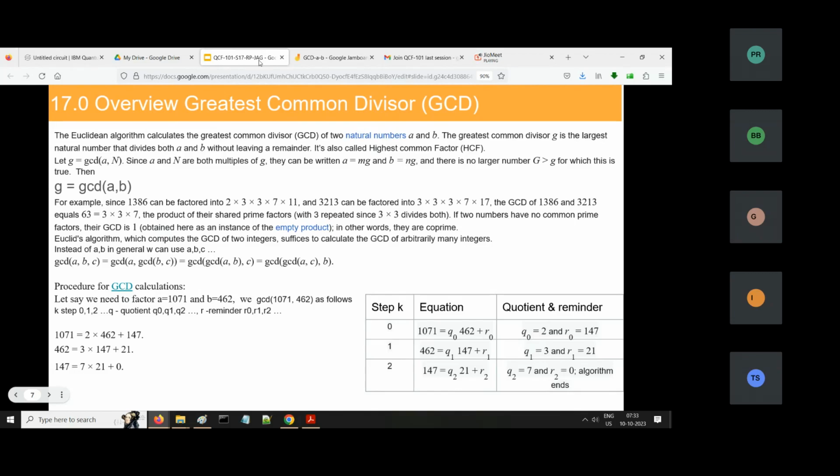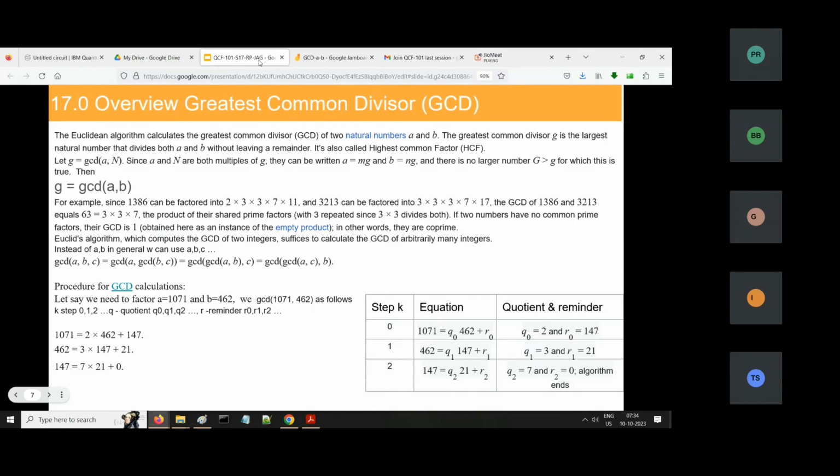Step 0 equation: the first number is Q0 into 462 plus a remainder. So Q0 here is 2, Q0 equal to 2 and R0 equal to 147. That is, the remainder is 147 in this case. The second remainder is 21. The third remainder is 0. So what we want is, if we end up in 0, that means we know that we have got the right numbers. Essentially, we are trying to have quotients and remainders.